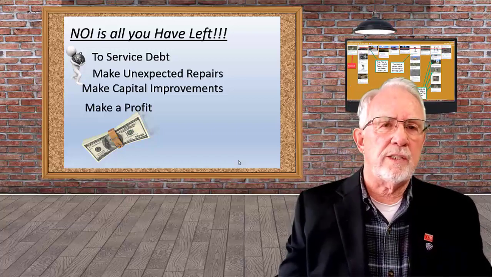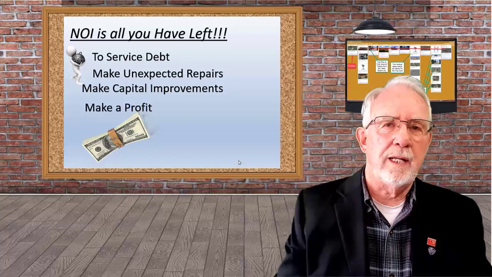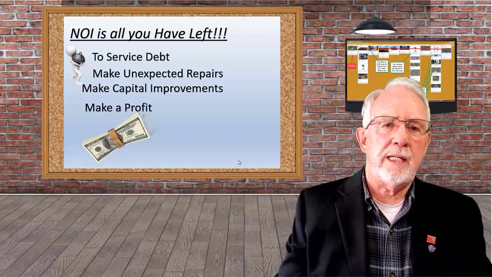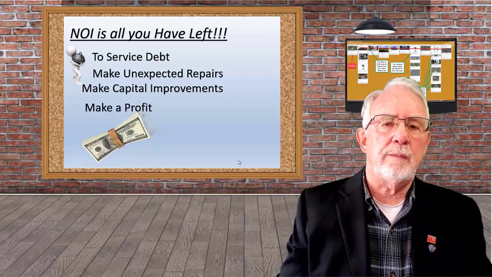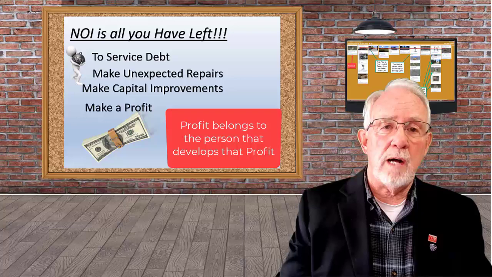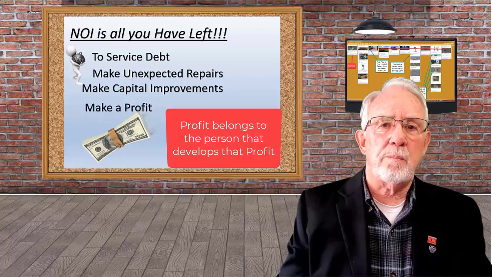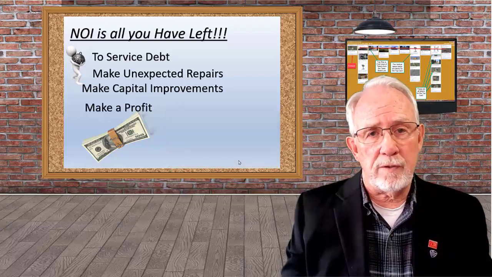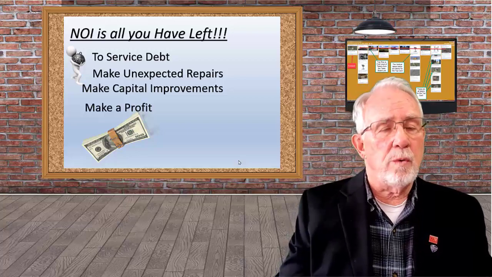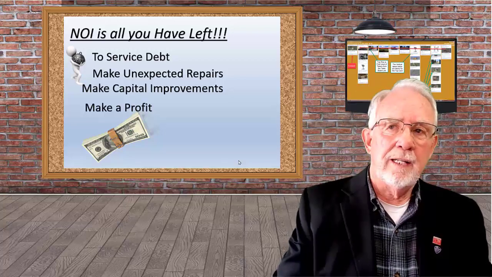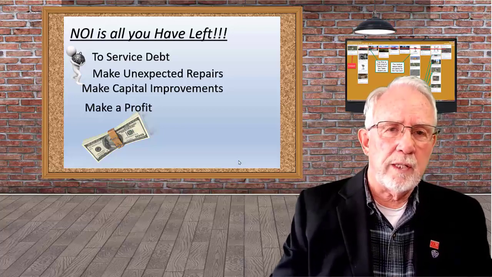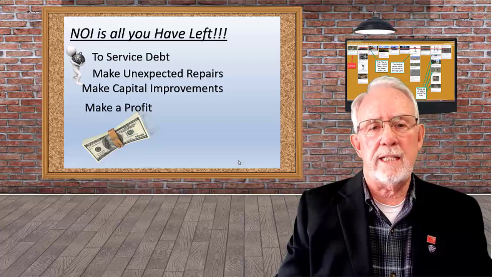And that's why it's so important that as brokers we don't try to sell potential, that we sell based on actual income and expenses that the property is doing, because the profit belongs to the person that creates the profit, which most likely is the new buyer. So we don't want to try to sell profit before it's ever developed. And that's what it is when you sell projected income.